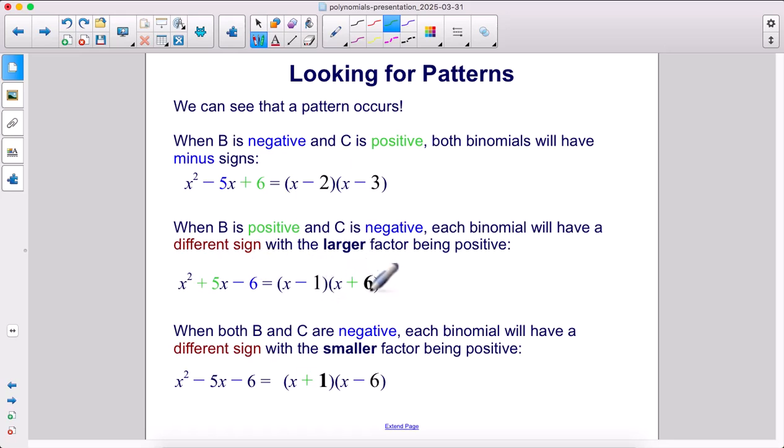But the bigger number will be positive because when we FOIL this out, we get x squared plus 6x minus x, 1x, minus 6. These will add together to positive 5x. So see, the larger coefficient, the larger number here, has to be positive in order for that middle term to be positive. However, down here, when both b and c are negative, each binomial will have a different sign, and the smaller factor will be the positive one, because then these are going to switch signs, and this will be negative 6x. So then when you add them together, negative 6x to positive x, you'll end up with a negative 5x.